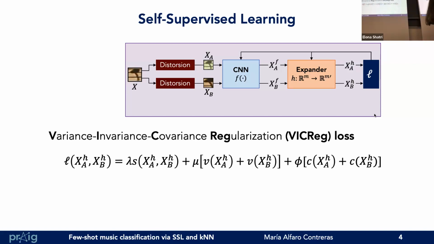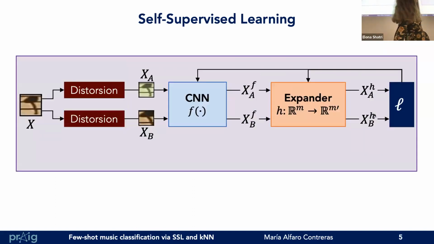The self-supervised learning method that we are using in this work is called Variance-Invariance-Covariance Regularization, or VICReg. And I'm going to go over it step by step. So to train, we are going to use this SSL method to pre-train a convolutional neural network that then we are going to use as a symbol classifier. And this pre-training process is going to be as follows.